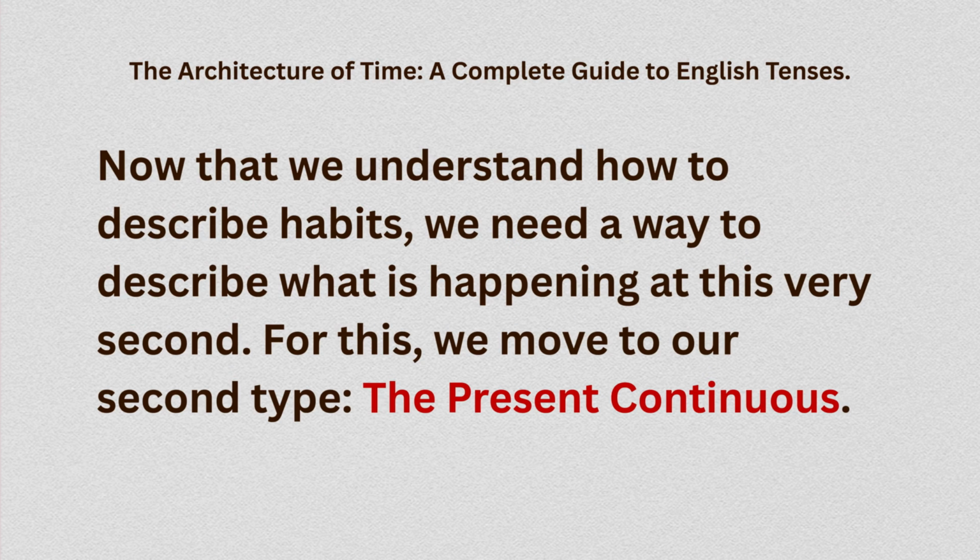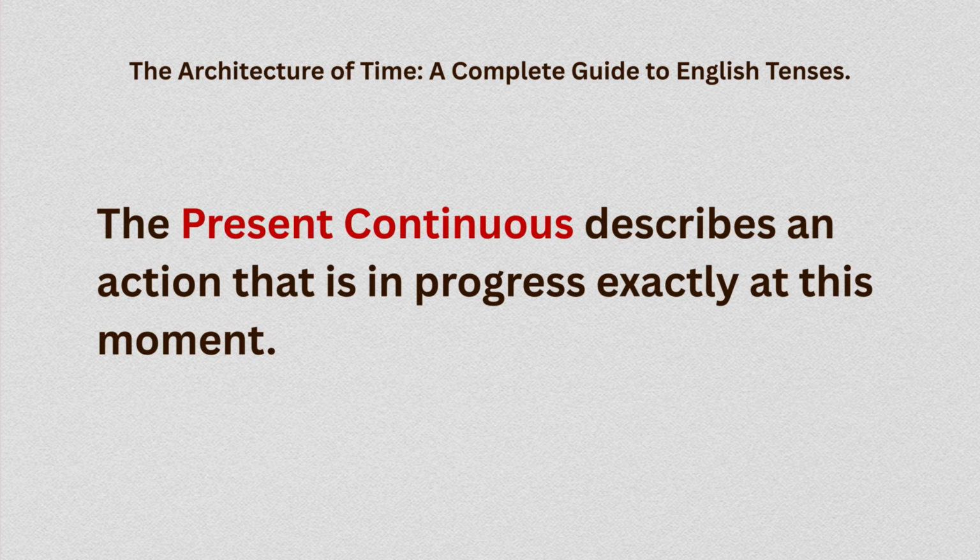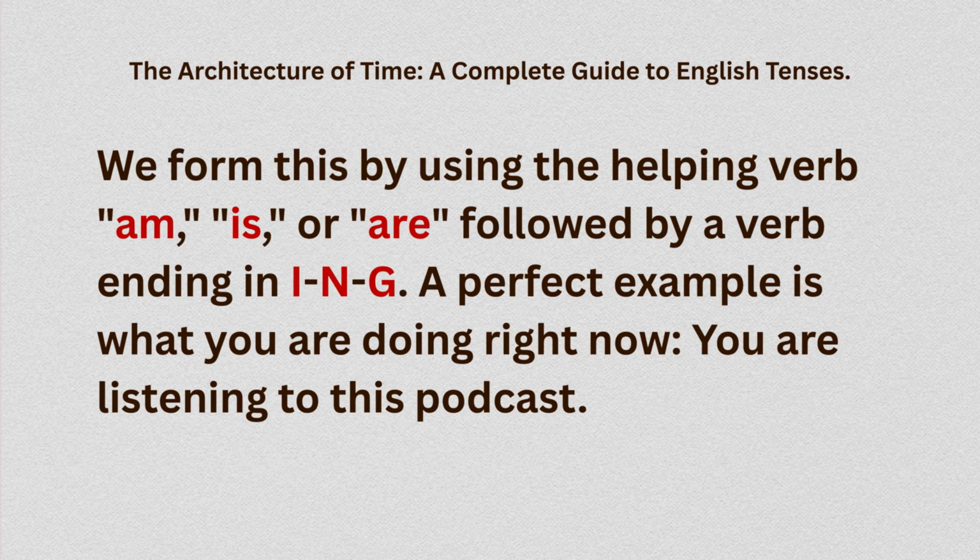Now that we understand how to describe habits, we need a way to describe what is happening at this very second. For this, we move to our second type, the present continuous. The present continuous describes an action that is in progress exactly at this moment. We form this by using the helping verb am, is, or are, followed by a verb ending in ing.